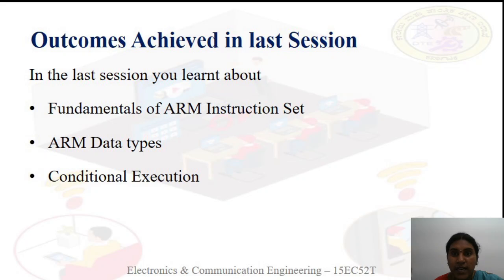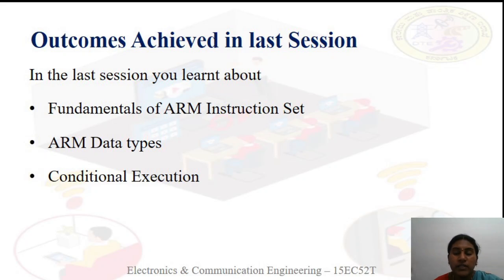Then we learned ARM data types. Data types define what type of data you are going to use. Mainly, we have 4 data types: the byte, the half word, the word, and the double word. Among these, our ARM controller uses the word data type. Word data type means 32-bit, because our ARM processor is a 32-bit processor.